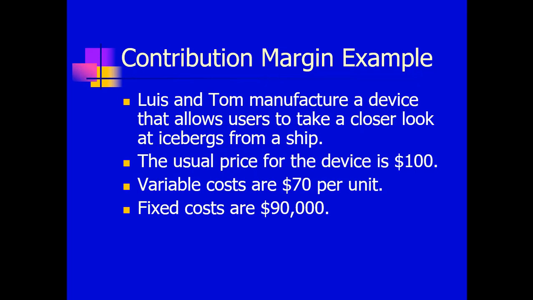So we were tasked at the end of last class to figure out what the break-even point for Lewis and Tom would be. Remember, break-even point, that's just that unique sales level that we have to have in order for our income to equal zero. That means revenues equals expenses.